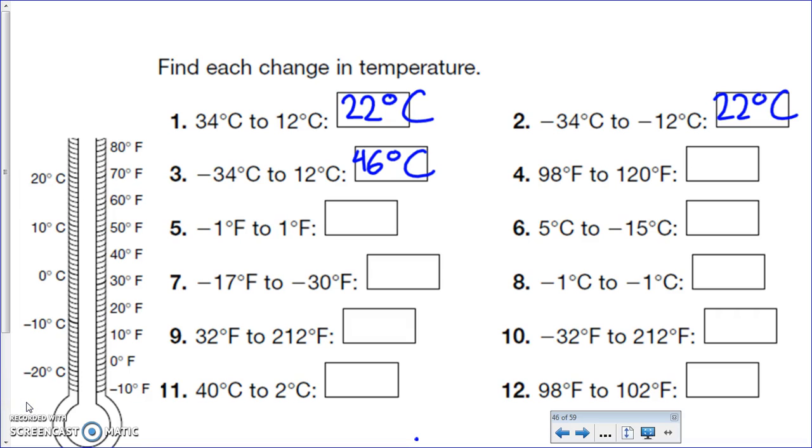For 4, we have 98 degrees Fahrenheit to 120 degrees Fahrenheit. So we have the same sign, so we just subtract the small number from the large number, which gets us 22 degrees Fahrenheit. For number 5, we're going from negative 1 degree Fahrenheit to 1 degree Fahrenheit. So since we have two different signs, we add the numbers together, and we get a total change in temperature of 2 degrees Fahrenheit.